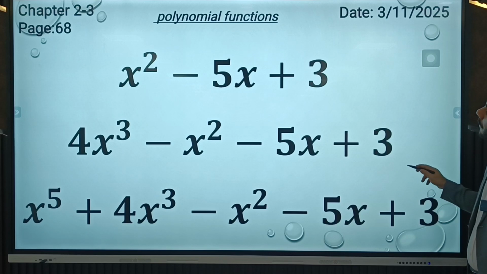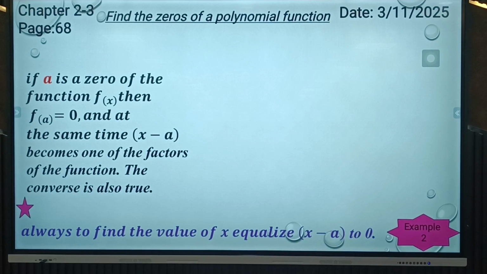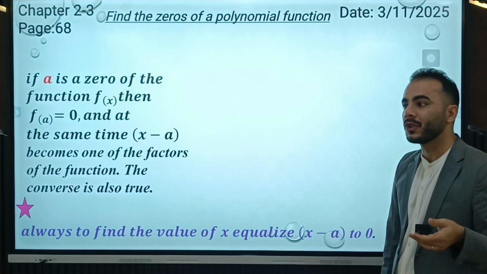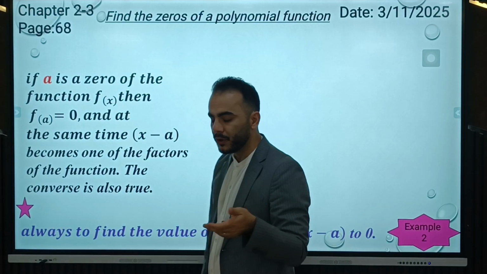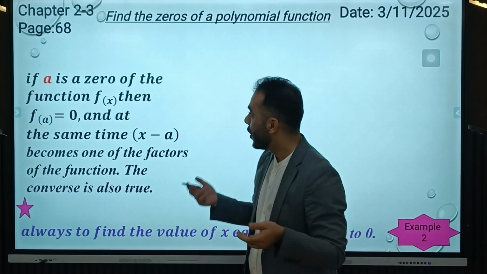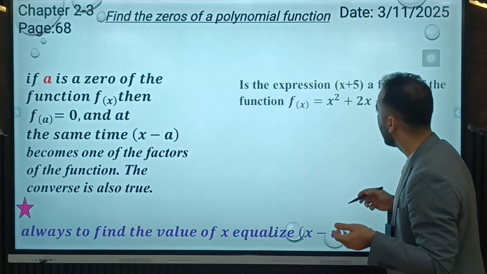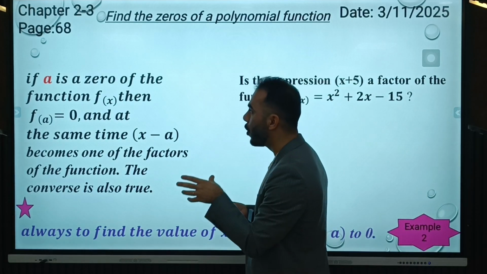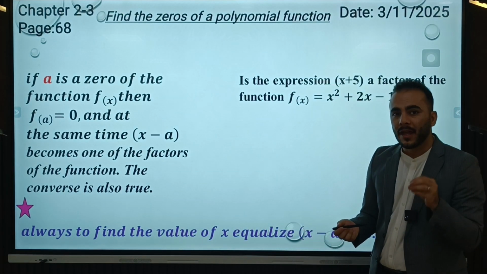The first thing that we are going to study is how to find zeros. So, find the zeros of polynomial functions. How are we going to find out whether a number is a root, a zero of a function or not? So if a is a number that is a zero of the function f of x, then f of a would be equal to 0. So what does it mean?